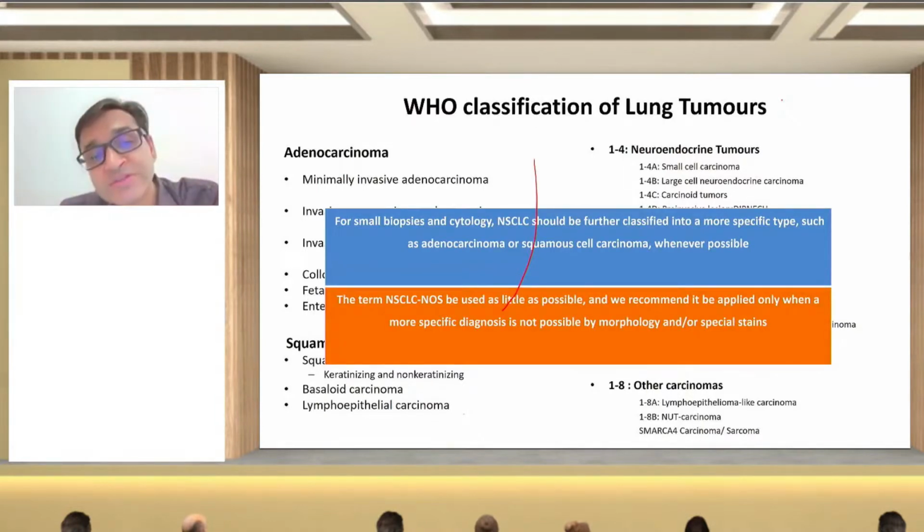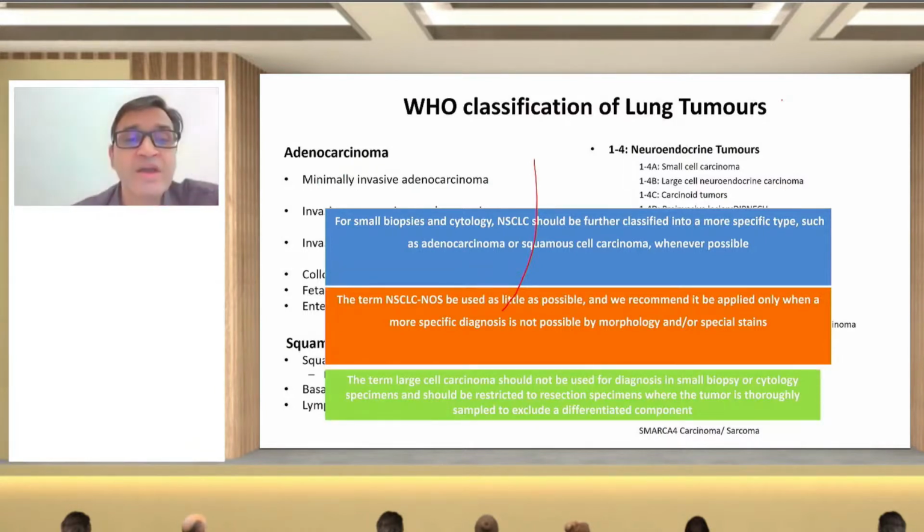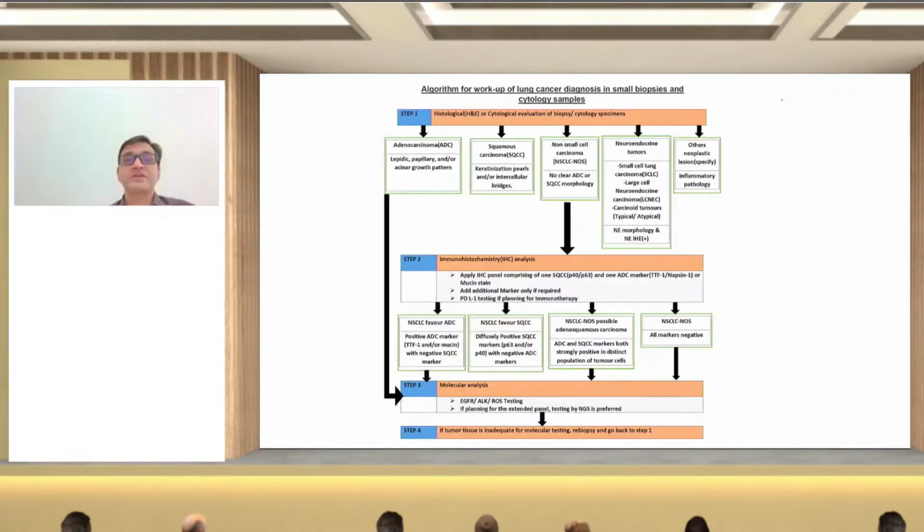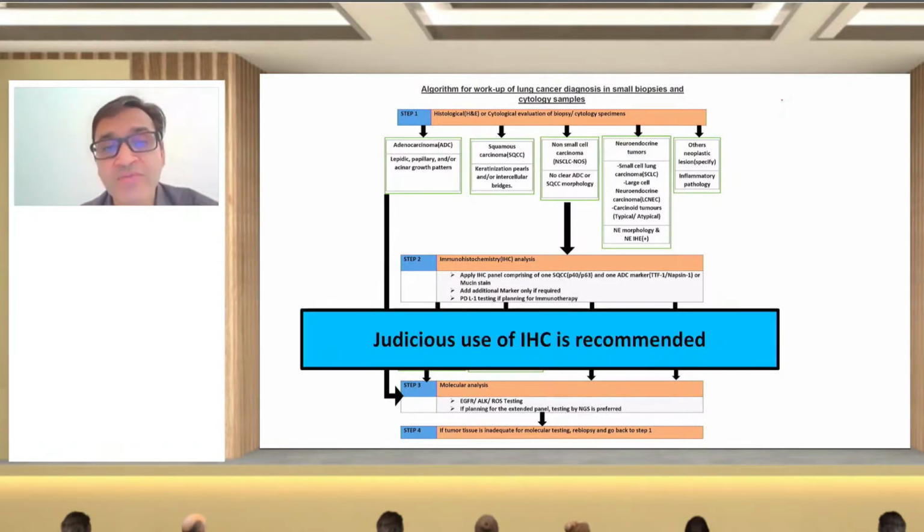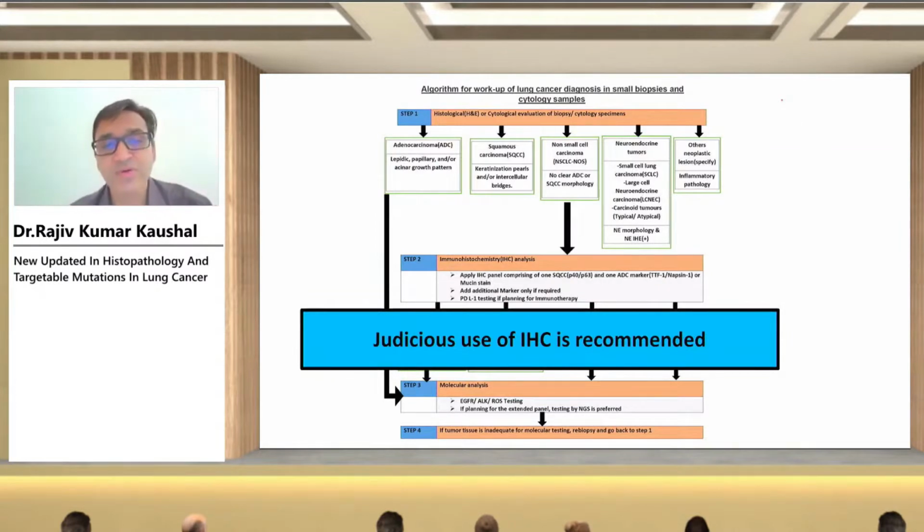Whenever we deal with these cases, we have to make an attempt to give a more precise diagnosis rather than non-small cell carcinoma, and to restrict the use of non-small cell carcinoma as much as possible in routine practice. And how can we do that? We can do that with judicious use of IHCs. IHCs should be used when you are dealing with a lung tumor, but their role should be judicious, with the idea that we have to save the tissue for further molecular testing, because treatment decisions are based not only on the histological diagnosis but also on the molecular profiling.